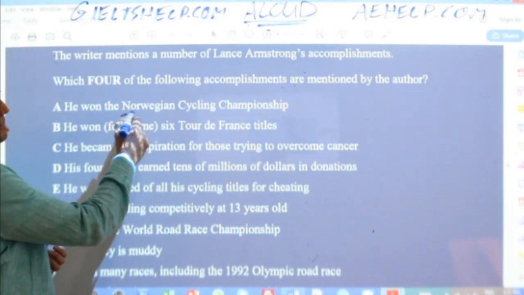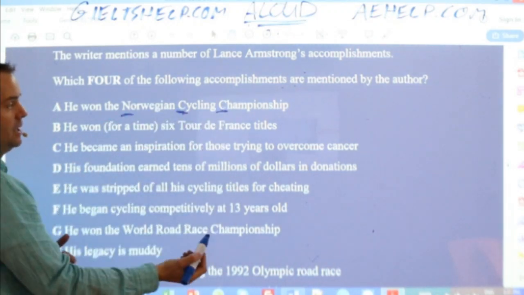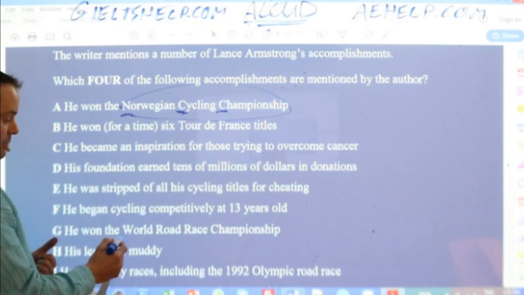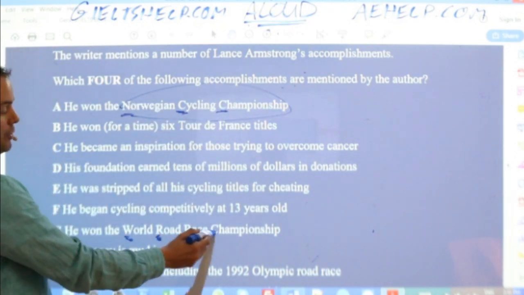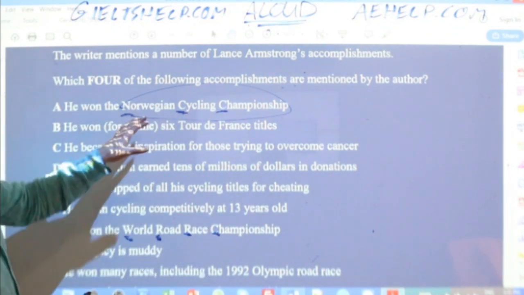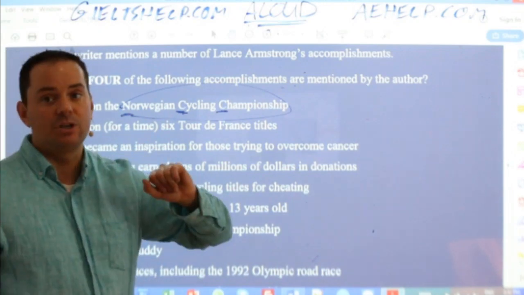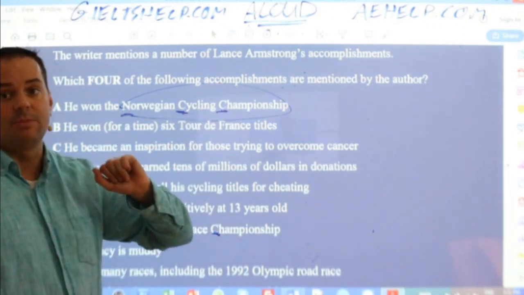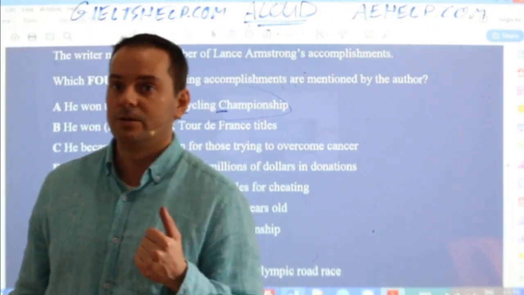Notice how this is a big N, big C, big C. It's the name of the event. It's not the name of the event. The name of the event is the World Road Race Championship, which is in Norway, but it's not called the Norwegian Cycling Championship. So a little bit tricky, but there is no such thing as a Norwegian Cycling Championship. That's why it's not that one, Prashil, okay?